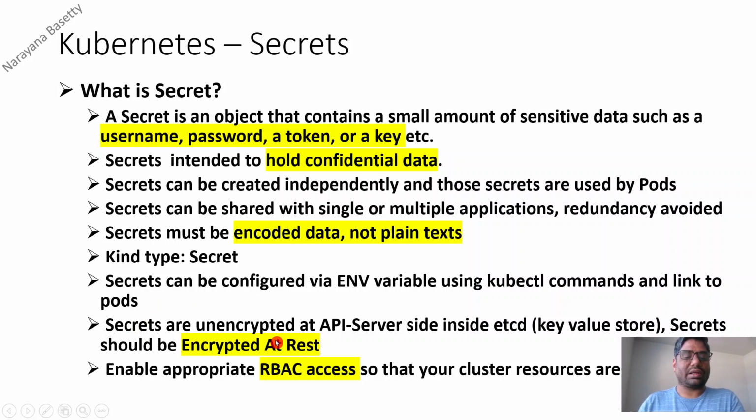Secrets are unencrypted at the API server side. Inside etcd, which is a key value store, secrets should be encrypted at rest to avoid any malicious attacks, such things. Enable appropriate role-based access control so that your secrets are safe with cluster level access. RBAC means role based access control.